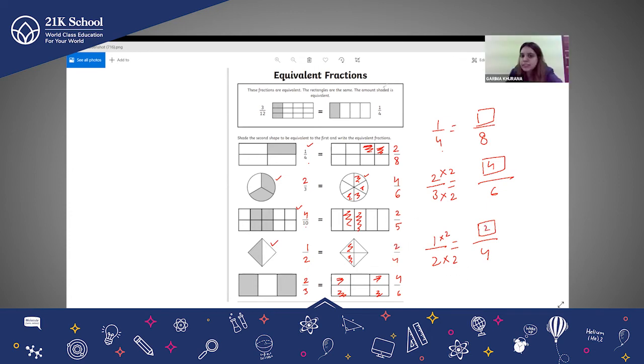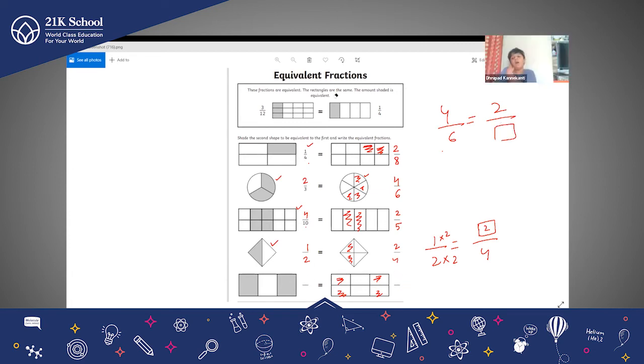Okay. Now let's come back and do it as per the division. For example, I have this number. I have 4 by 6 and this is my number. How to think about this then? Now 4 is becoming a 2. How did 4 become a 2?